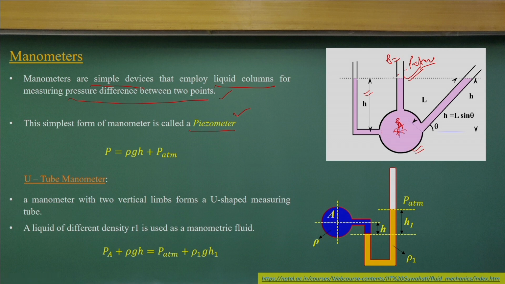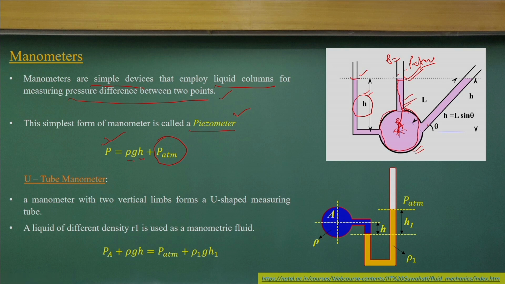So the pressure at the top is atmospheric pressure, plus the weight of this column per unit area, which becomes rho g h. If the height of the column is h, then the pressure in this conduit will be the atmospheric pressure acting on the top plus rho g h. So if you just measure the height, you can find the pressure in this pipe.